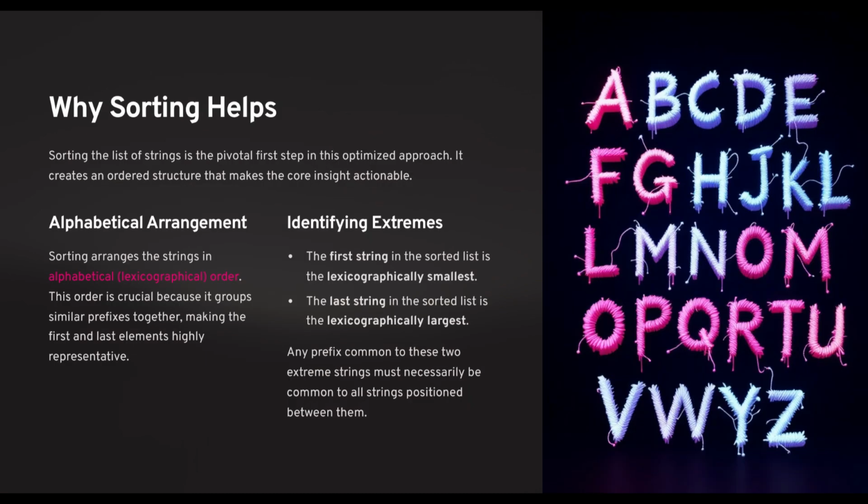Why does sorting help? Sorting arranges the strings in alphabetical, lexicographical order. This groups similar prefixes together. The first string becomes the smallest, and the last becomes the largest. The extremes are the most different, so their common prefix is the tightest bound, exactly what we need for the whole array. Visualize the alphabet exploding into order. That's what sorting does here.